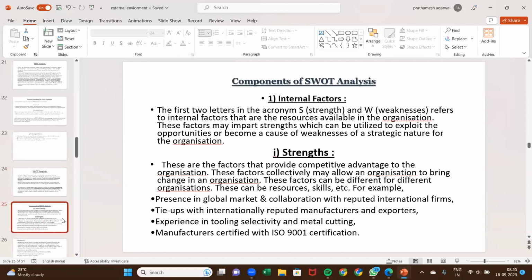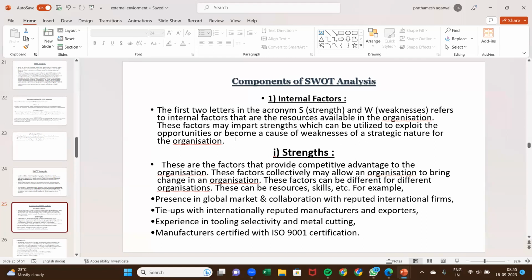Yes. So what can be the components of SWOT analysis? The first two letters in the acronym SWOT, that is S for strength, W for weakness, refer to the internal factors, that are the resources available in the organization. Okay, strength and weakness of the internal environment. Then these factors may impart strengths. Impart means give strengths which can be utilized to exploit the opportunities. So this strength can be used to exploit.